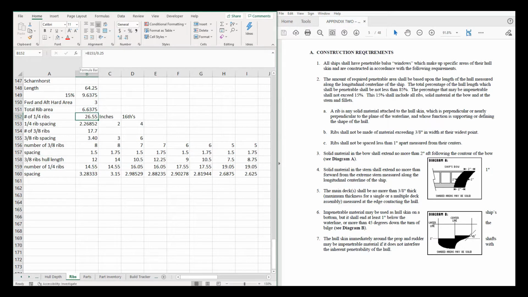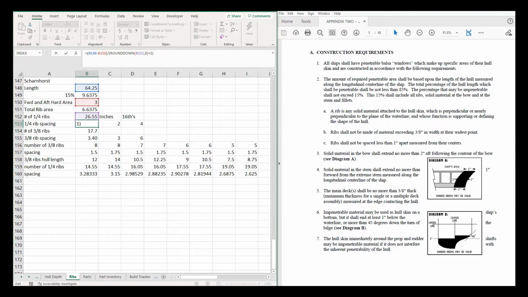Once I have the total number of ribs, I want to figure out what the spacing would be at a 1/4 inch width. This is a more complicated calculation. I take the length and subtract out the bow and stern hard area, because that's not relevant to the rib spacing. Then I use this round down function to take the whole number, so just the 26 instead of the 0.55, because you're not going to use fractions of a rib.